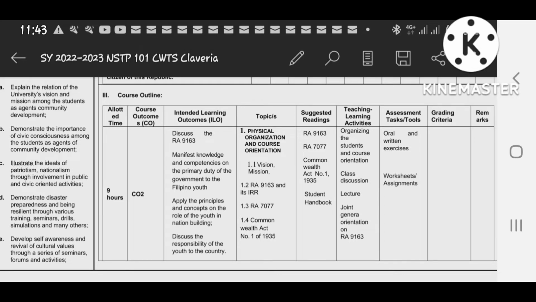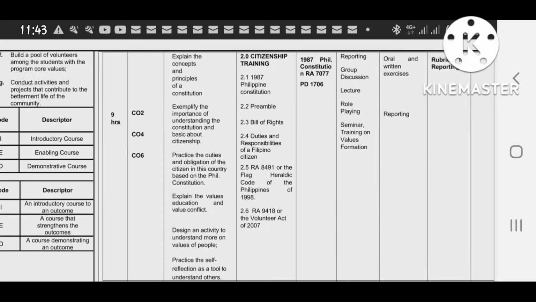For your learning activities, you are going to undergo a series of class discussion, lecture, joint orientation on RA 9163, and you will be assessed through oral and written exercises, worksheets, and assignments. Now let's proceed to our next topic. Our next topic will be citizenship training.